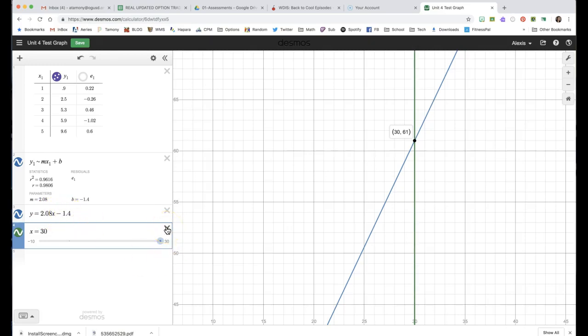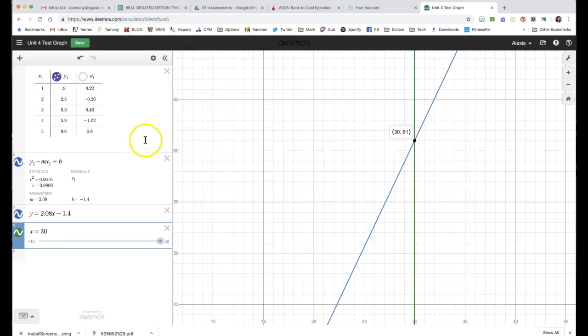Okay. Now, C says the actual value for an input of x equals 30 is 96. What is the residual for that data point? Okay, so the predicted model says it should be 61. The actual value is 96. So the difference between 96 minus 61 is 35. So that's what the residual is.